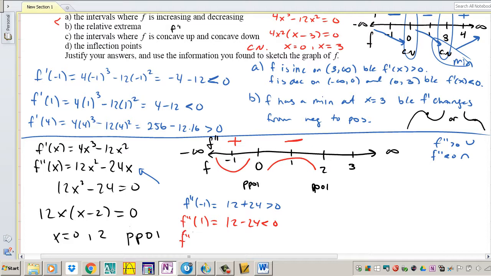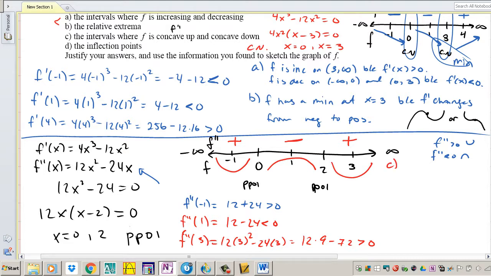f double prime of, what's the next number, 3. That is 12 times 3 squared minus 24 times 3. And that is 12 times 9 minus 72, and that is positive. Again, I don't want you guys to assume that we have alternating concavity here. That's not true all the time. But here we go. We have the answer to part C and D.